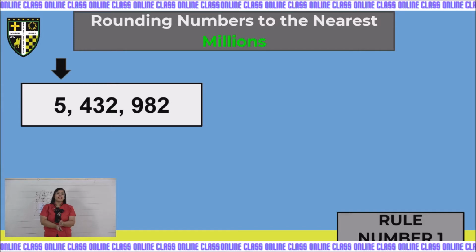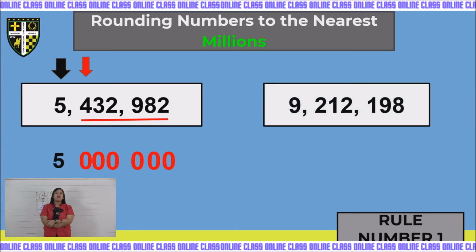First, again, we will identify the digit in the millions place. And then we will look at the digit to its right. The digit to its right is 4. And 4 is what? Lower than 5. So we will just drop it into 0, and all the digits to its right. As you can see on your monitor, all of the digits that are underlined, we will just make zeros. And we will just copy the digit in the millions place, which is 5.